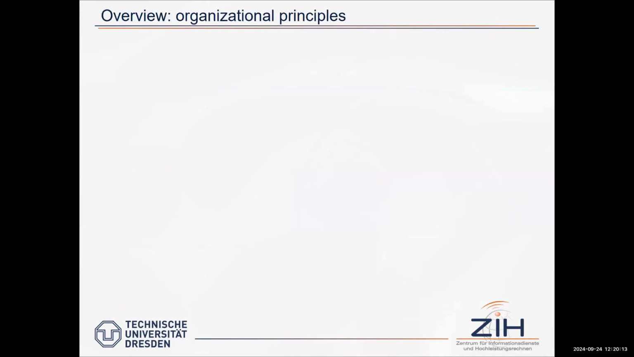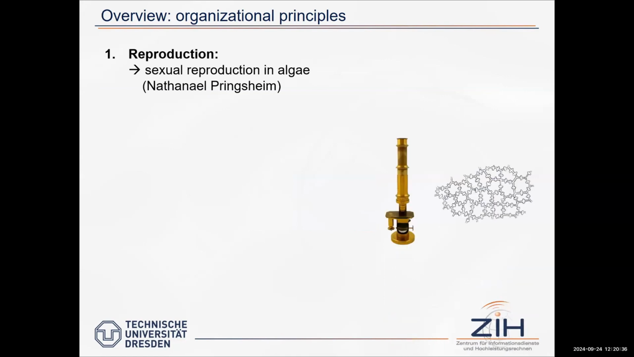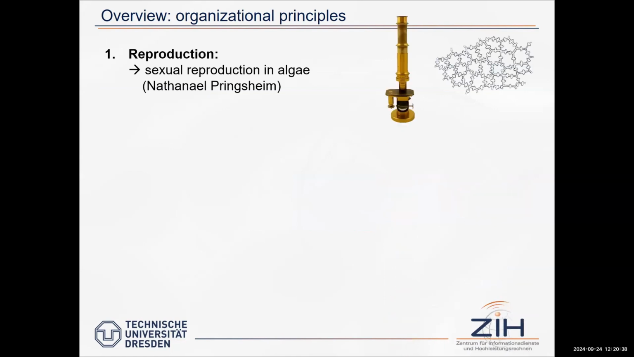The key point of my presentation is that organization principles, new insights in biological questions, are preceded by the development of technology and theory. First, I would like to focus on reproduction and share with you the insights Nathanael Pringsheim received in the context of sexual reproduction in algae. He could do this because in the beginning of the 19th century, microscopy evolved. And there was a cell theory by Matthias Schleiden and Theodor Schwann.